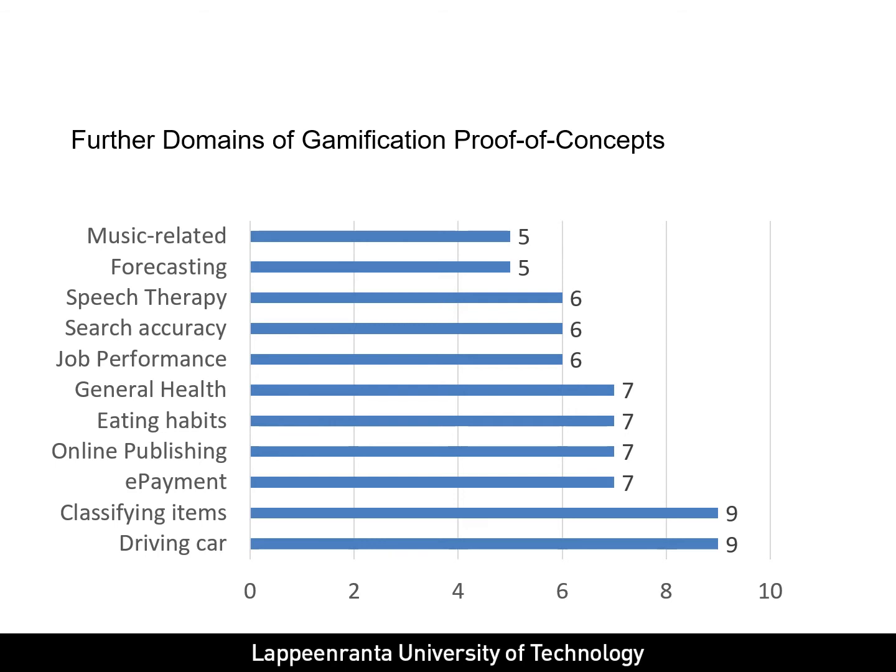There are also further domains, so teaching how to drive cars or classifying items, being the mechanical Turk for some other service by engaging users via gamification to pick the pictures which have cars in them or people in them or stuff like that. Doing e-payment things, online publishing, collecting your eating habits and then instructing you how to eat more healthy. Assessing your job performance or improving search accuracy. There's a Google game around where you can add words or add your ideas on translations, for example. That's gamification. Speech therapy, so teaching you how to correctly pronounce R's and S's and other things. Or forecasting and also music-related things, so teaching you how to play an instrument.